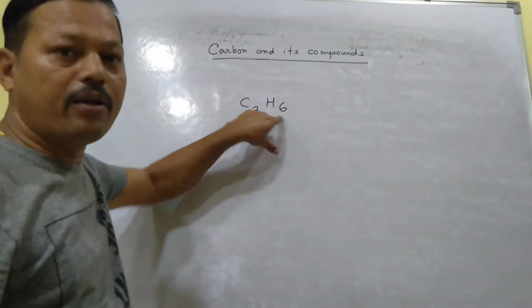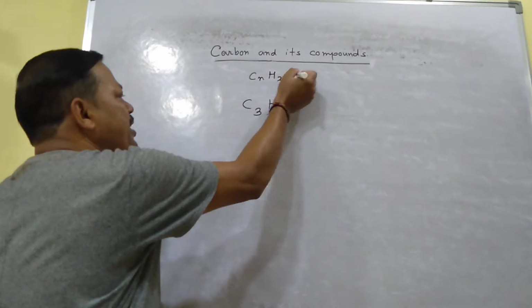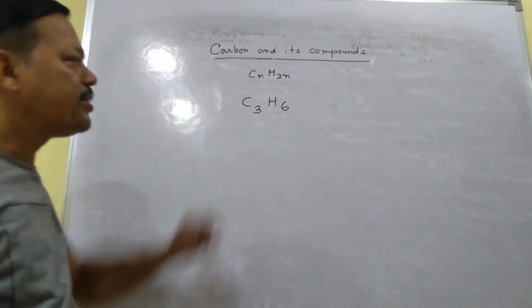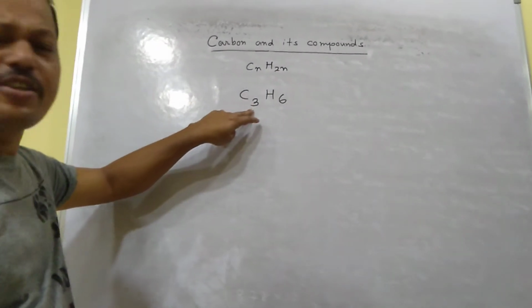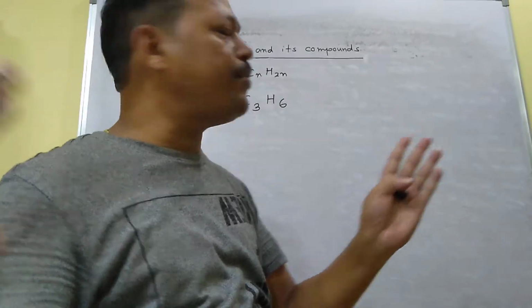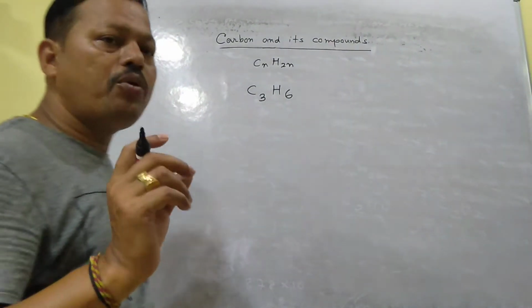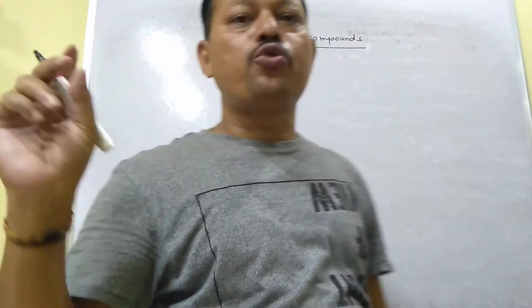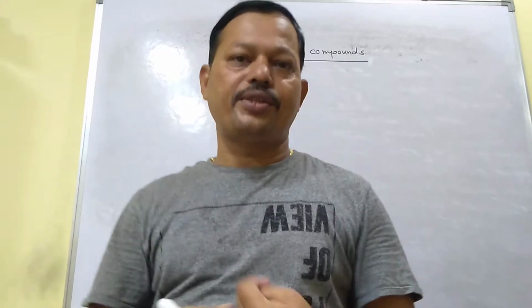Hydrogen number is double. That means it belongs to the formula CnH2n. This is the general formula. It belongs to alkene. And here 3 carbon, that's why it is called propene. I will give you the nomenclature, how to write the name of the compound. So this is your propene. Now if I asked you, you draw the dot picture of this propene. So how to draw the dot picture?